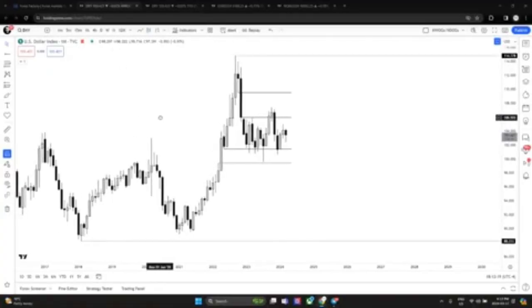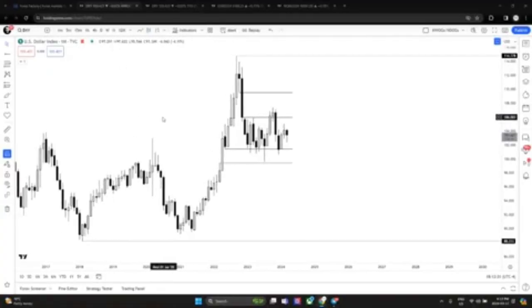Looking at the DXY, the US dollar index, this is the monthly time frame. Usually, if you go back, which you can and study, because everything that I talk about has either happened before multiple times. Why? Because price is algorithmic, so it just repeats itself at certain times, right?